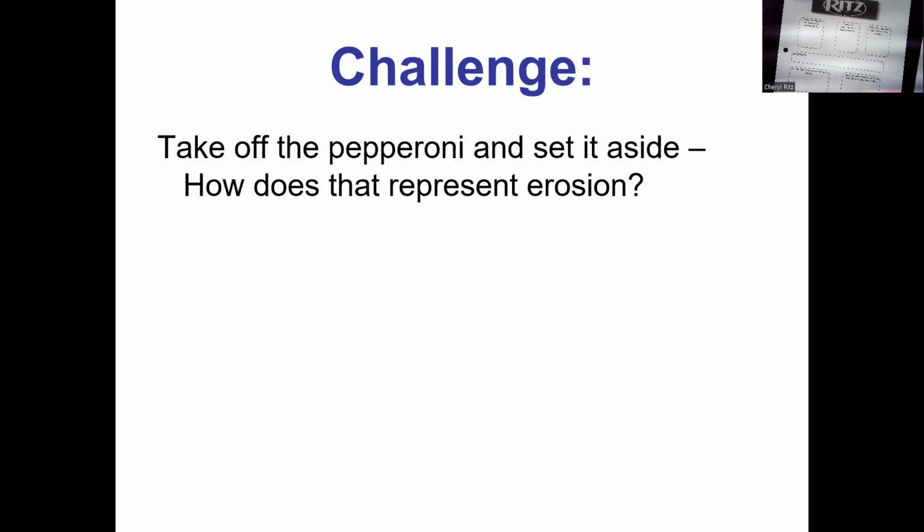What do we have to do to this cheese and cracker to make it an unconformity? Put another layer on top, because what is an unconformity? A buried erosional surface. So you've got to take your other piece of cracker and put it back on top.